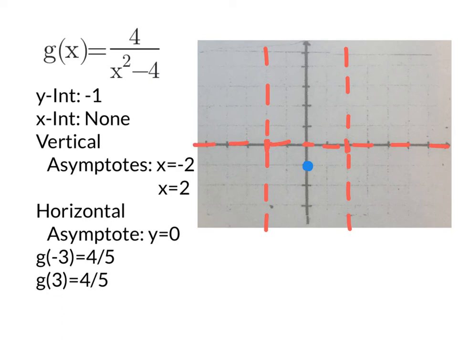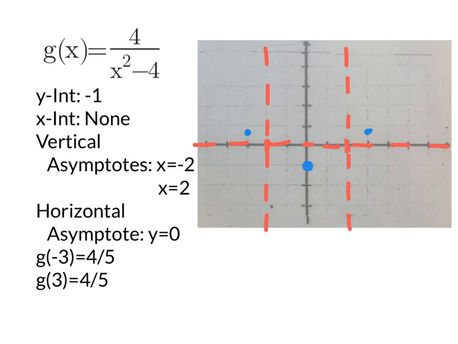Next, I'm going to plot the last 2 points I found. Since g of negative 3 is 4/5, I'll go over to negative 3 for my x-coordinate and 4/5 for my y-coordinate. Same thing with g of 3 being positive 4/5. That's the point (3, 4/5). Now this is enough to come up with a good sketch of our graph.